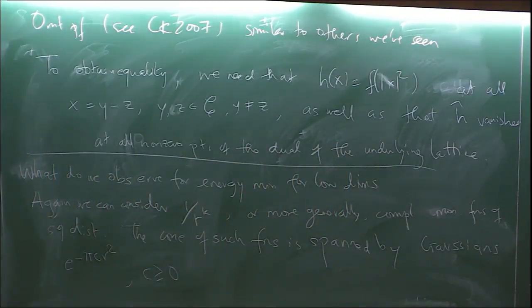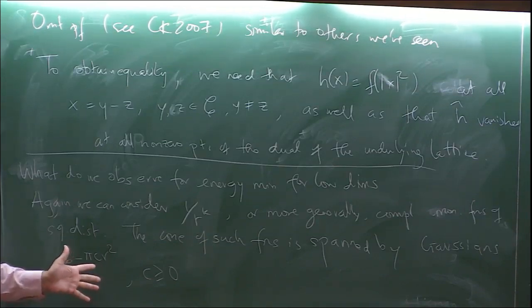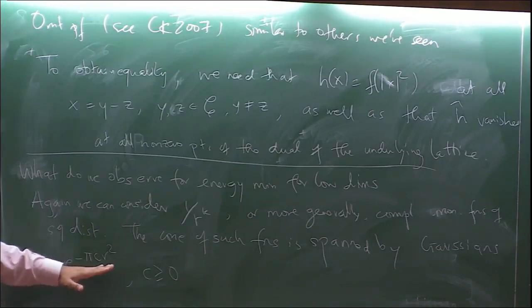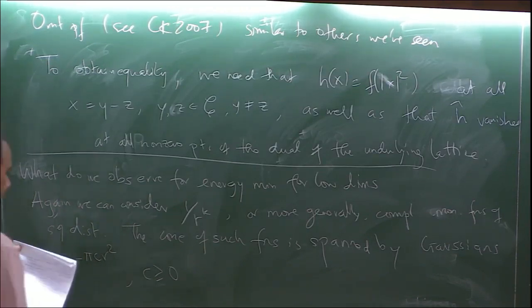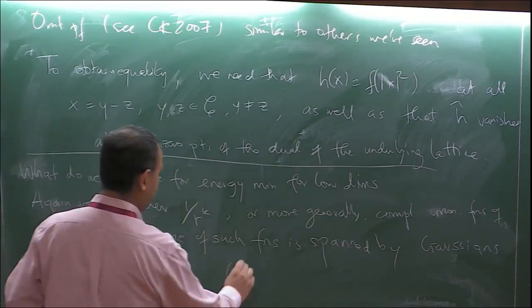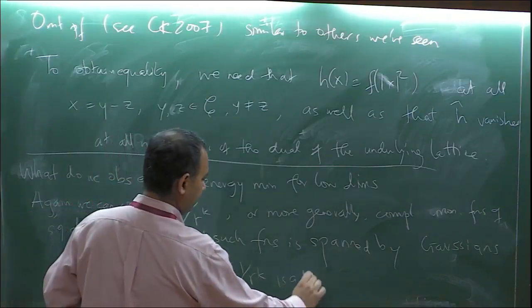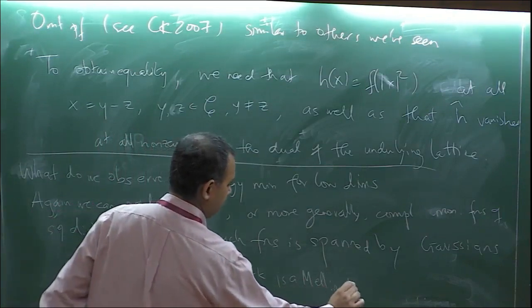So e to the minus k x is a completely monotonic function of x, and basically every completely monotonic function is an integral of such things. That's an easy exercise. So if you're looking at squared distance, these basically span the cone of completely monotonic functions. And you can get 1 over r to the k from this as a Mellin transform of Gaussians.